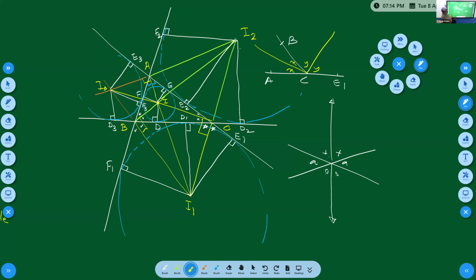Sorry, sir. I could not understand the perpendicular part. Can you please repeat that? Yes. Do you remember having done this?